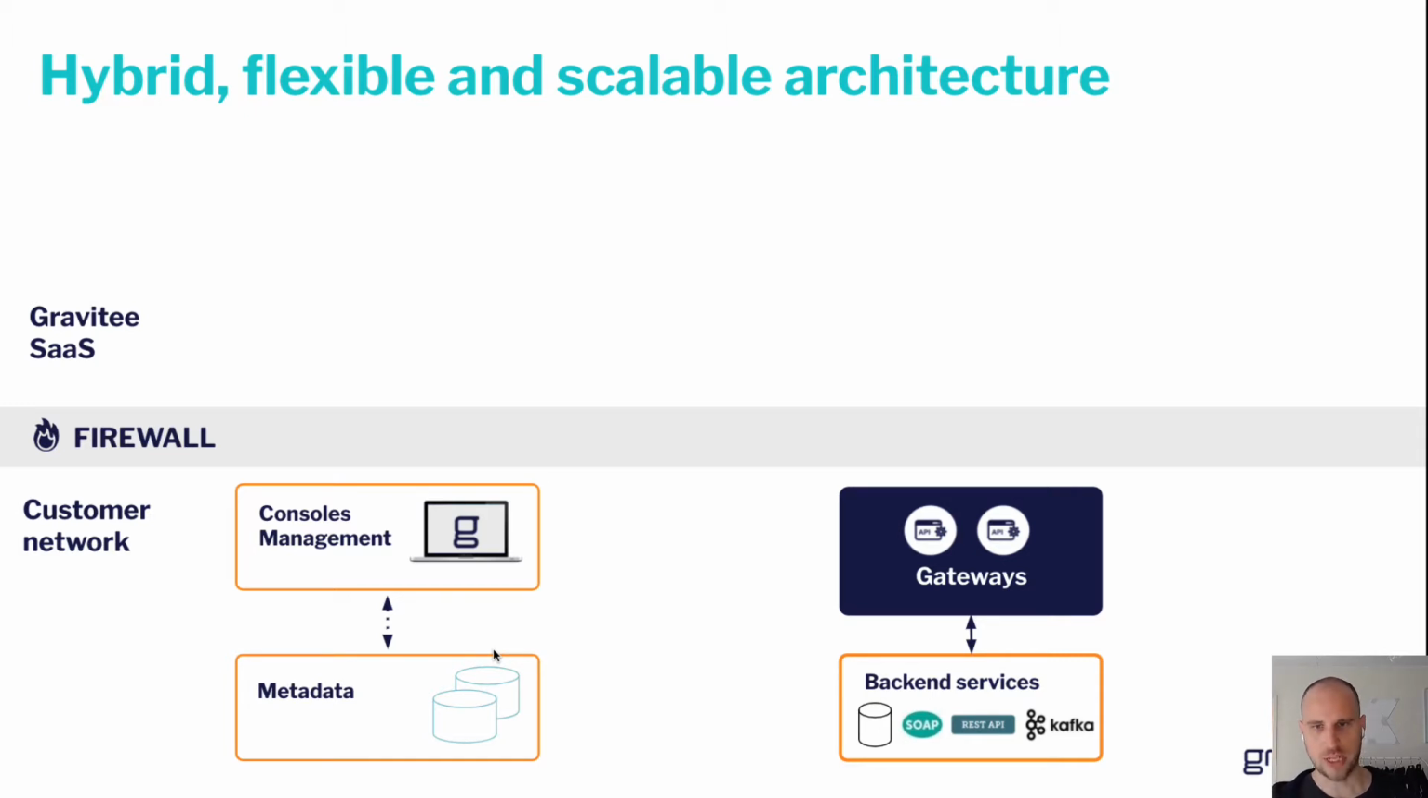So the relationship between those components and the gateways that actually run your APIs is that the gateways will basically make a call to the metadata layer to extract the information it needs in order to execute and run the API.